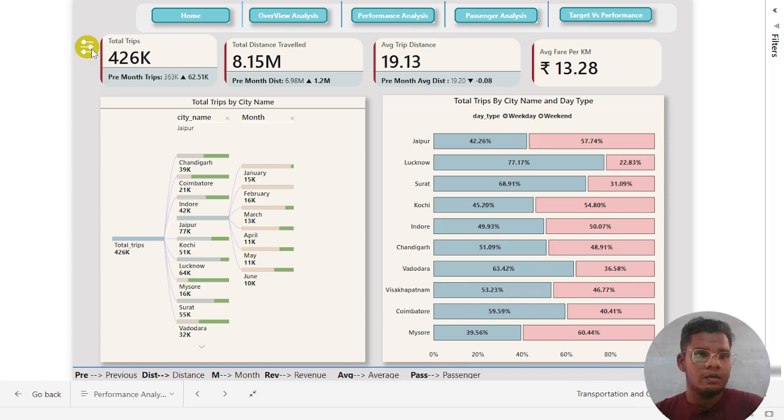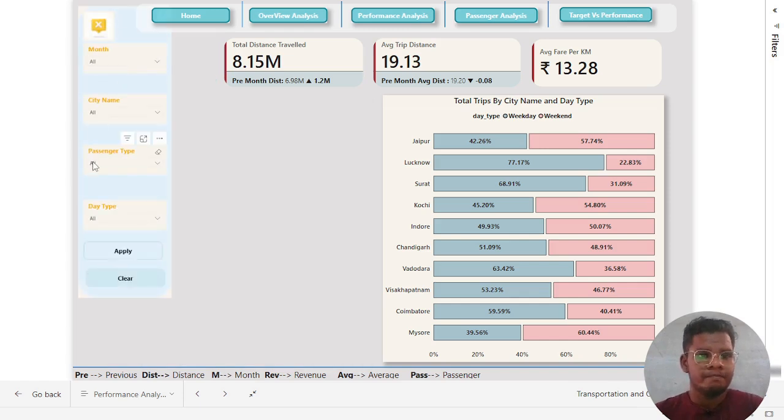For example, city name, not every city we want to see. For example, let's take the new passenger.